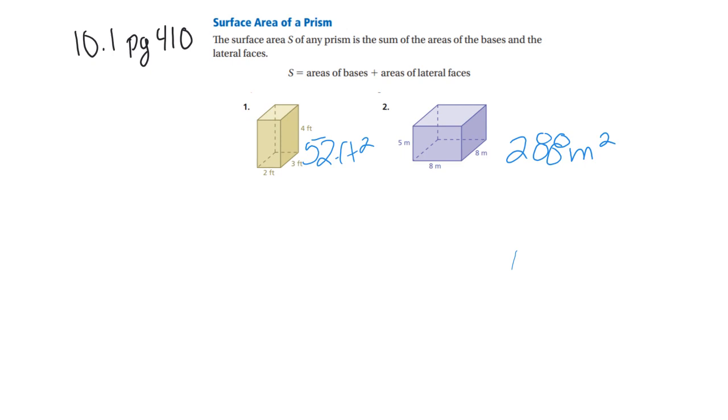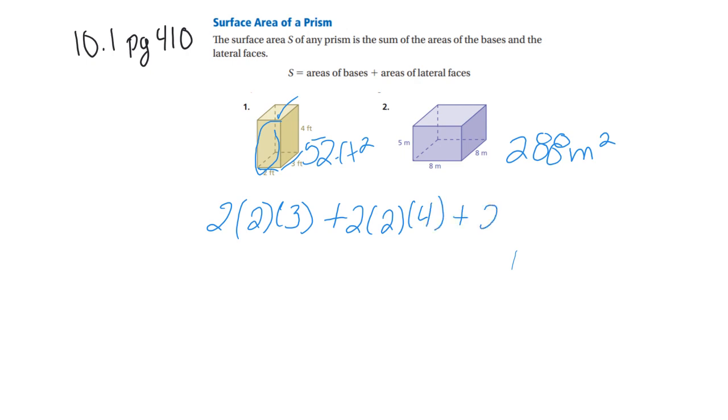So again, our bases, what's the area of our bases? We have a base up here and a matching one at the bottom, and we know that it's 2 by 3. So 2 times, because there's 2 of them, times 2 times 3, right? Plus, let's do our sides. Let's start with these ones. There's 2 of them, times 2 times 4. And then last sides, we have 2 of them, and that is 3 times 4.